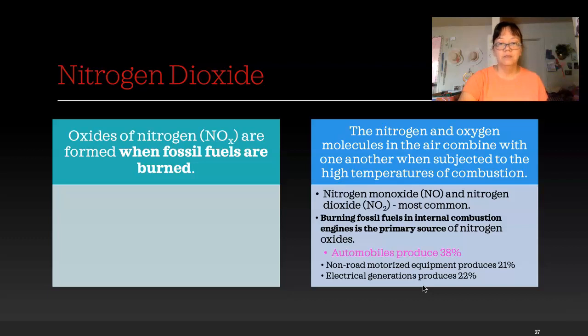The next category of pollutants I want to discuss is nitrogen dioxide. They are formed when fossil fuels are burned. You can see burning fossil fuel has a lot of bad consequences. The nitrogen and oxygen molecules in the air combine with one another when subject to the high temperature of combustion. So automobile driving produces a lot of nitrogen dioxide.